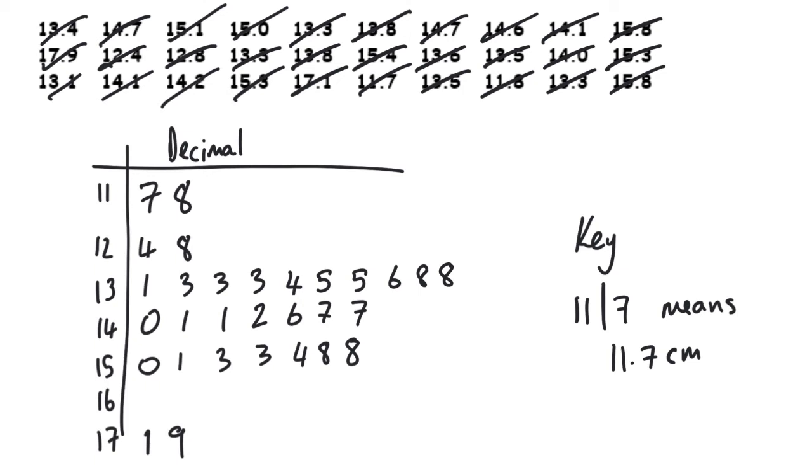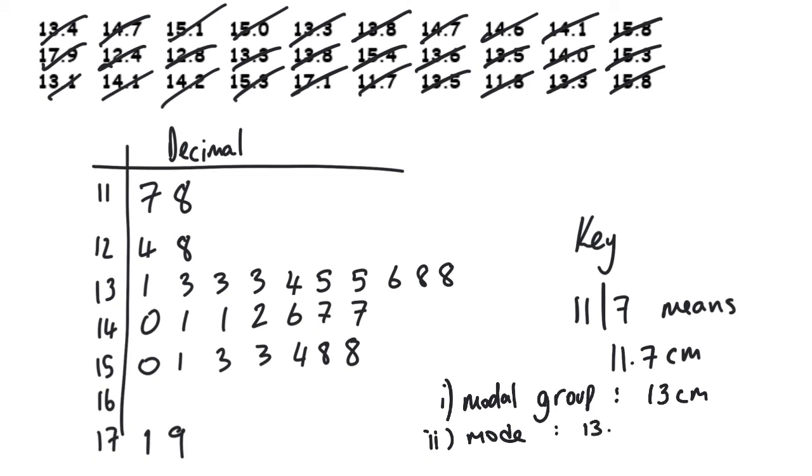Some of the questions that we were asked around this, the first one was the modal group, and the modal group is the group with the most number of numbers in it, and that's obviously we can see is 13 centimeters, so all the ones starting with 13. Part 2, we're asked for the modal value, and that's the one that occurs most often, and looking through, it's going to be 13.3 centimeters because it occurs 3 times.